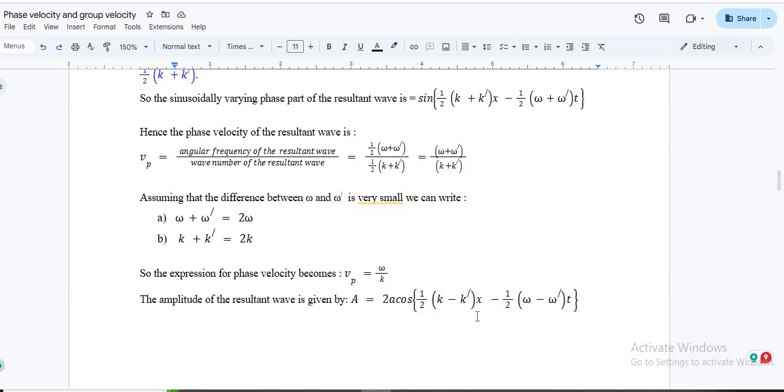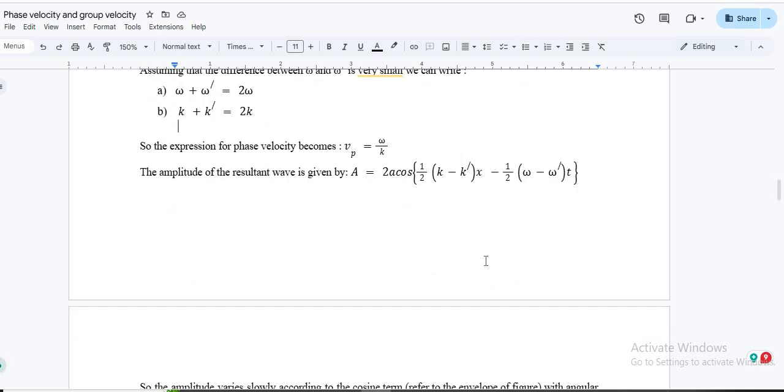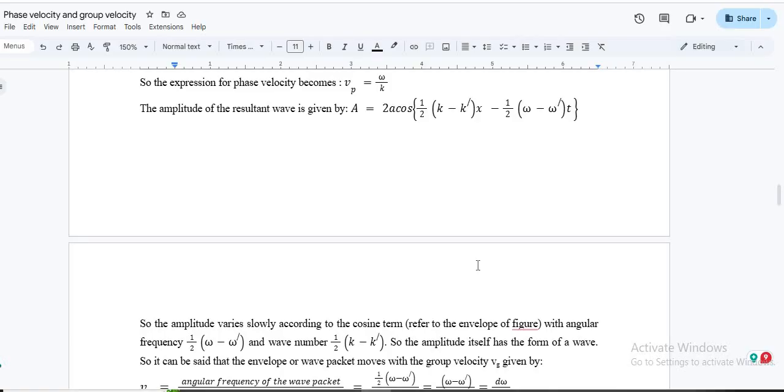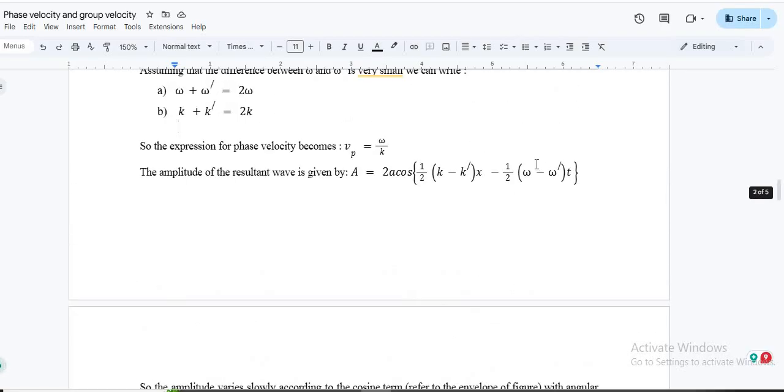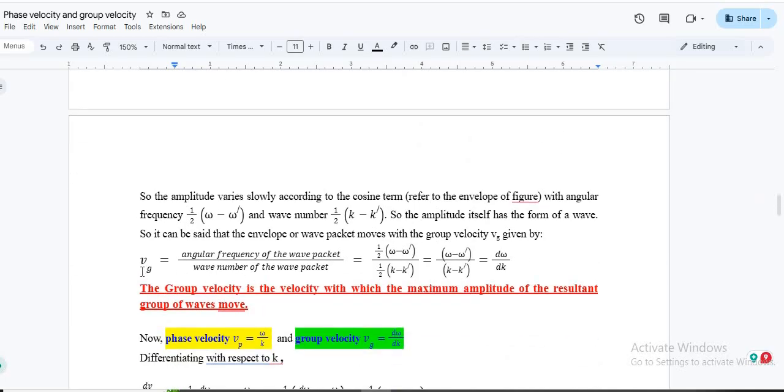Now coming to this cos part, the amplitude part, 2a into cos of (k minus k dash) and (omega minus omega dash). So when you are trying to find the velocity of this thing, it's basically the ratio of omega minus omega dash divided by k minus k dash. I'm representing that as Vg, the group velocity of the system. Again, this is the ratio between the angular frequency of the wave packet and the wave number of the wave packet. What are those? This is omega minus omega dash divided by k minus k dash.